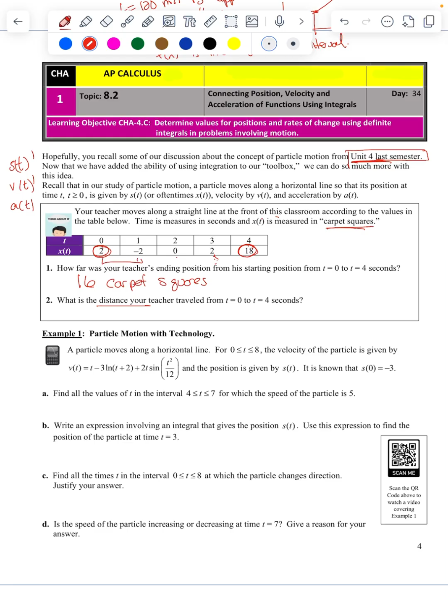So between this point and this point, he moved 4 steps. From this point to this point, he moved 2 more steps towards 0. From 2 to 3 seconds, he moved another 2. And from 3 to 4 seconds, he moved 16 carpet squares. So in total, he moved 24 carpet squares. So that's a review of displacement versus total distance, right?